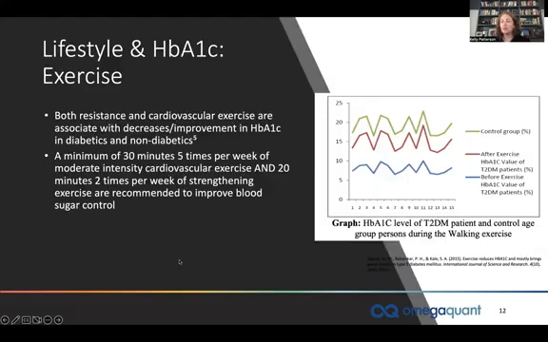Exercise is another really, really, really powerful way to manage blood sugar. Both resistance and cardiovascular exercise are associated with decreases and improvements in A1C in both diabetics and non-diabetics. Okay, so before exercise and after exercise, you see this is in diabetics, but plenty of studies have shown that the same effect happens in non-diabetics as well.